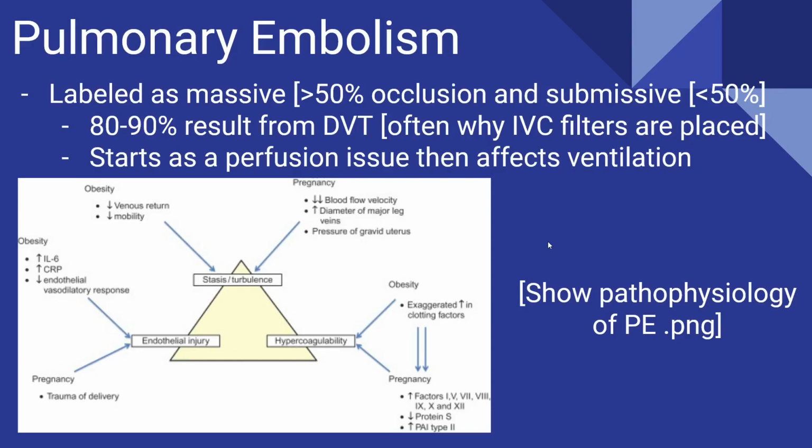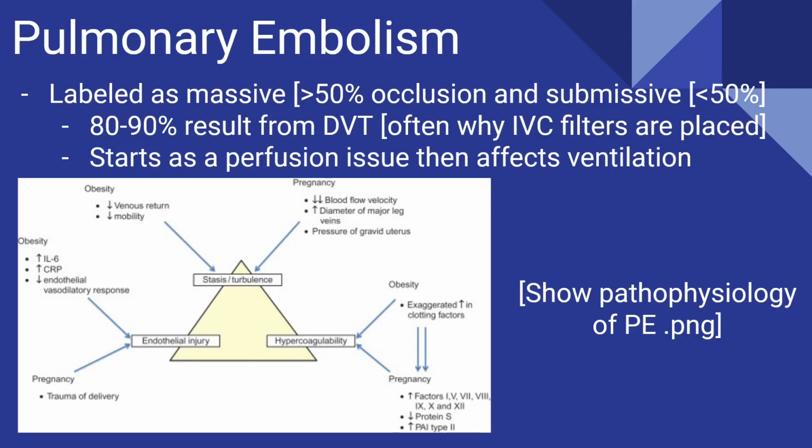So one of the next things we'll talk about is the idea of a pulmonary embolism. Now these are either labeled as massive or submassive. Any kind of occlusion over 50% of an artery, we're going to call massive. Anything under 50%, we're going to call submassive. Now, 80 to 90% of these PEs result from DVTs, which is often why surgically they'll place an inferior vena cava filter, or an IVC filter, to catch any of these potential DVTs if the patient has a history of this. And then this starts as a perfusion issue, but eventually affects ventilation. And then we'll go into why.